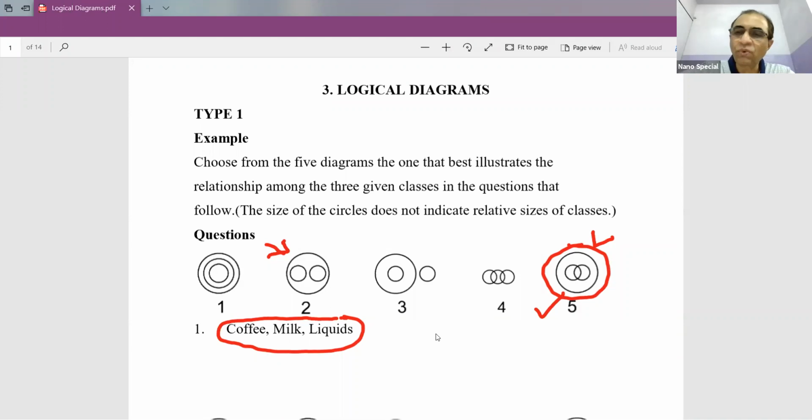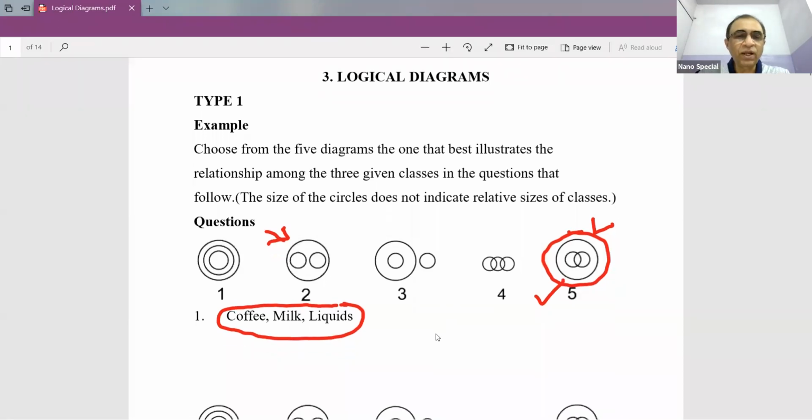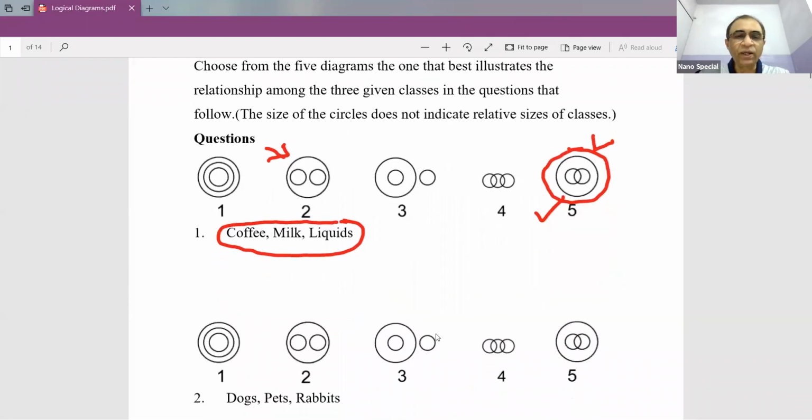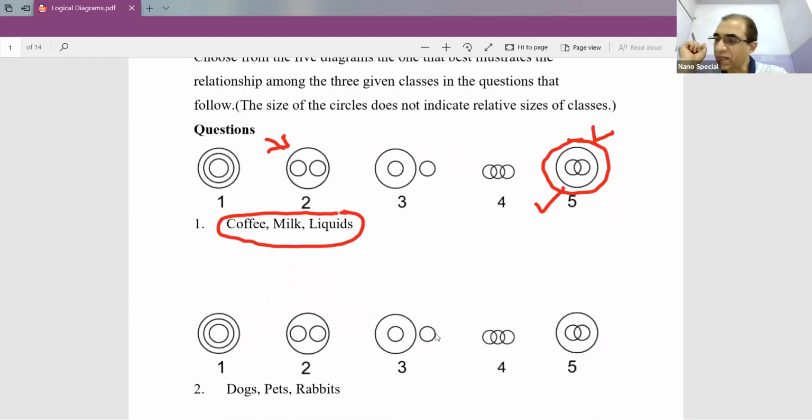So in these kind of questions, our job is very simple. Our job is to find the relationship among the items that are mentioned and see which of the figures does justice to the relationship among the items mentioned. So let's quickly go on to the second one. Be a little careful in terms of answering this question. Don't jump the gun. Just think carefully and answer.